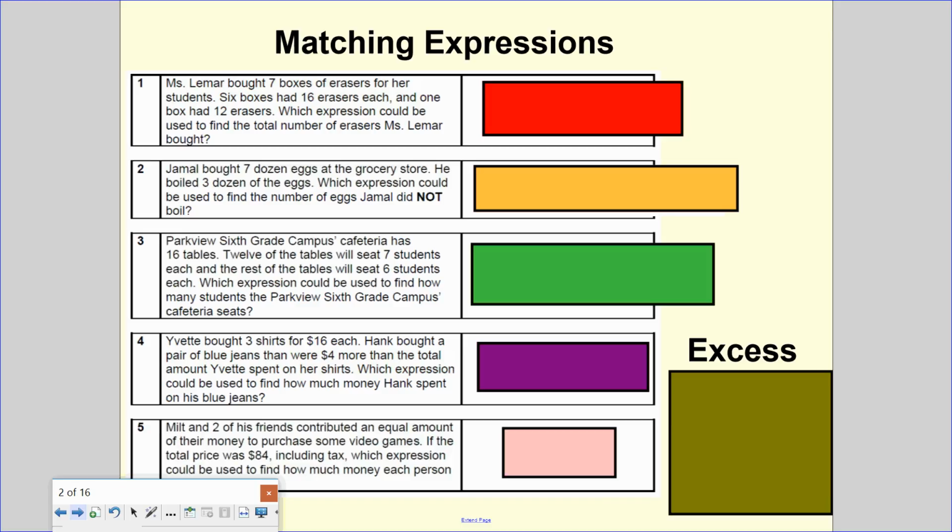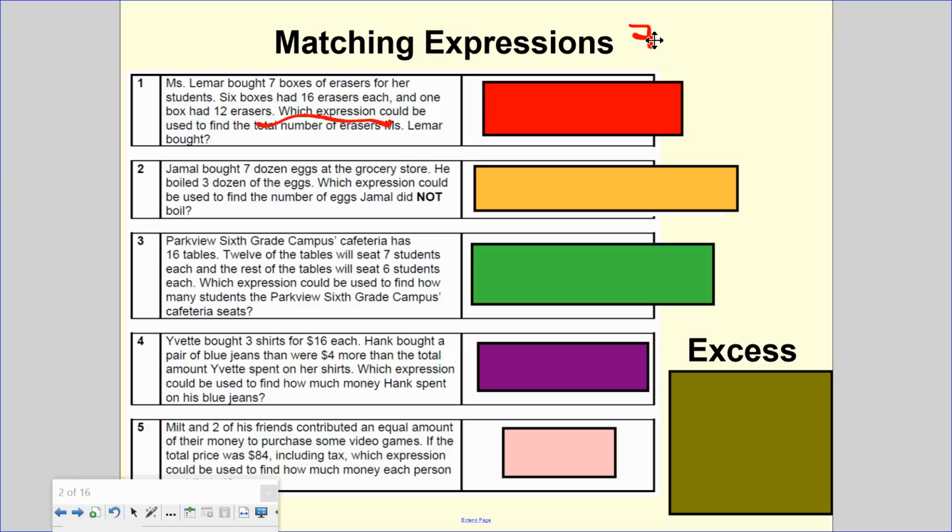Mrs. Lemur bought 7 boxes of erasers for her students. 6 boxes had 16 erasers each. 1 box had 12 erasers. Which expression could be used to find the total number of erasers Mrs. Lemur bought? So she had 7 boxes.